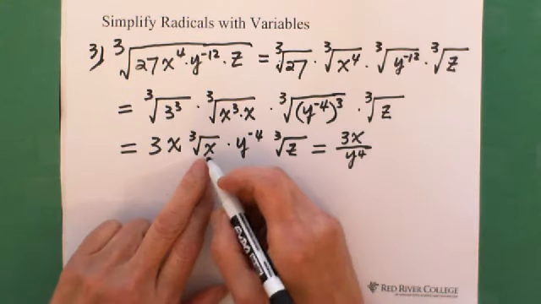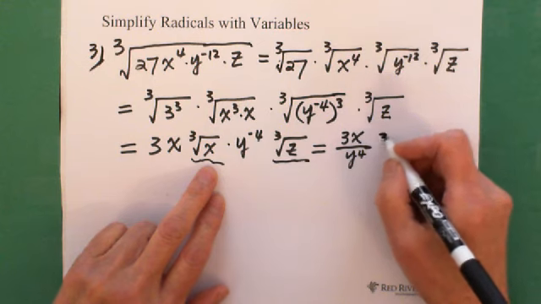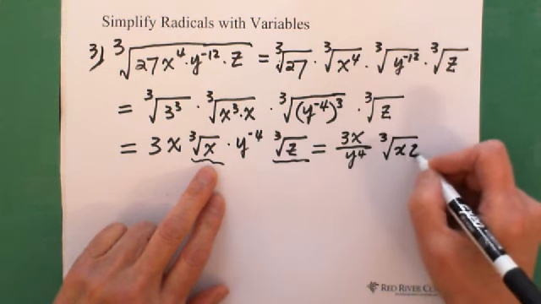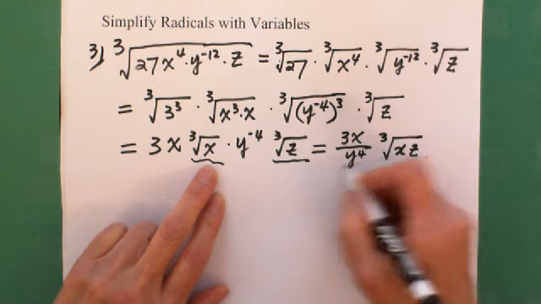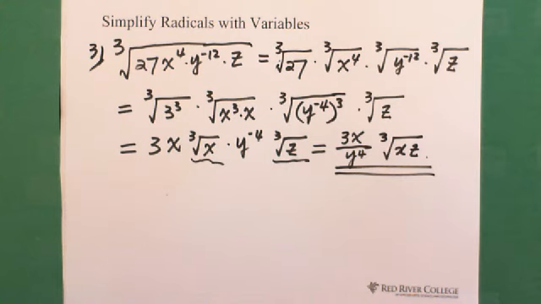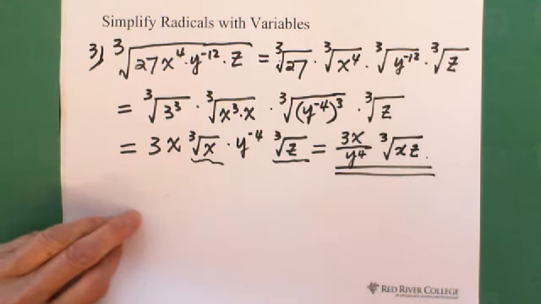And this one with this one, you can combine together, which is cube root of x times z. This is the answer, right? Cube root. Question 3. And we have question 4.